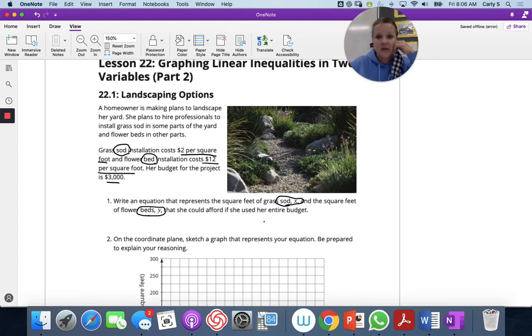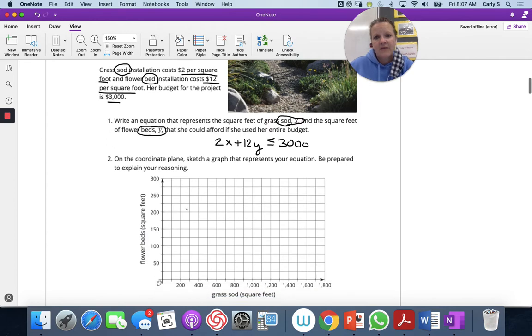All right, so her entire budget is $3,000. She needs to use less than or equal to $3,000 because she can't spend more than that. And she's going to do $2 for every square foot she puts in of sod and $12 for every square foot she puts in a flower bed. I maybe make that seem really easy, but it takes practice and it's not always easy. All right, so on the coordinate plane, sketch a graph that represents your equation. Be prepared to explain your reasoning.